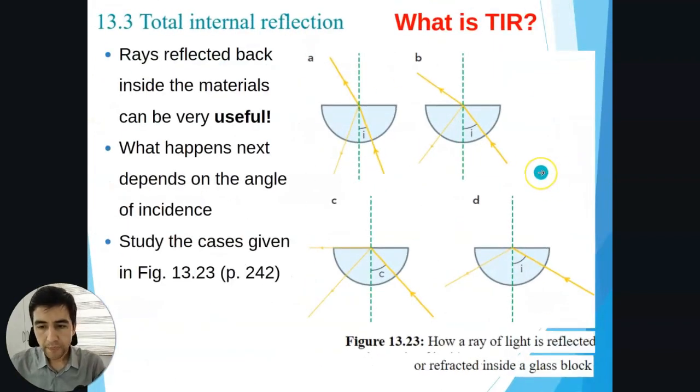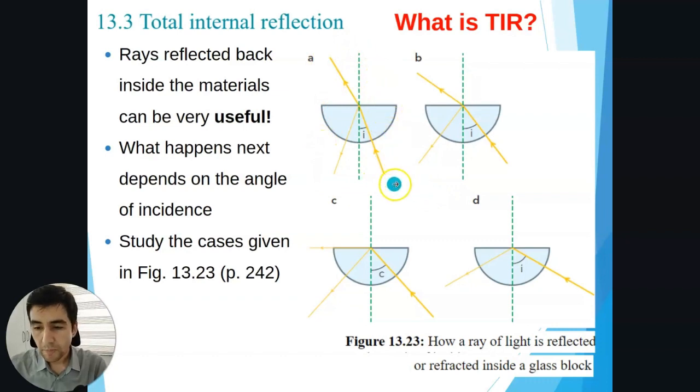Now let's move on. This ray reflected back inside the material can be very useful. So what happens next depends on the angle of incidence, at what angle the ray of light is coming. Here 4 cases are given. Let's start analyzing all of them quickly.